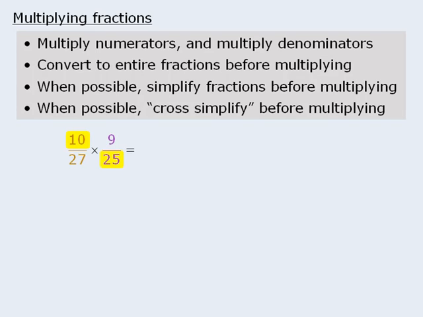First, examine the numerator of one fraction and the denominator of the other fraction and determine whether we can divide both values by some number. In this case, we can divide both numbers by 5. When we do this, the original 10 and 25 simplify to be 2 and 5.